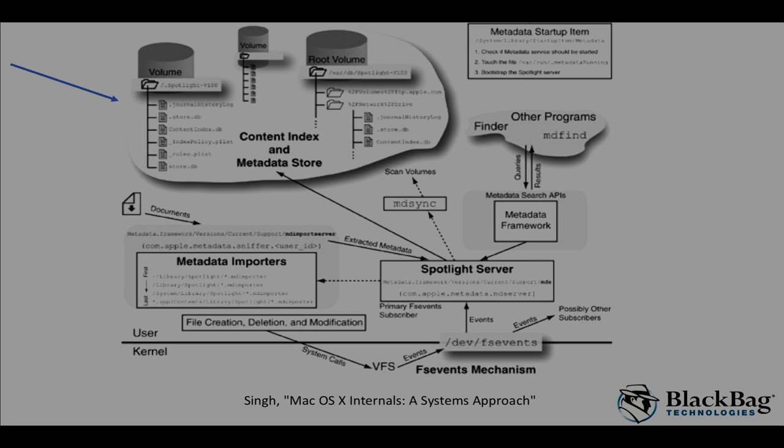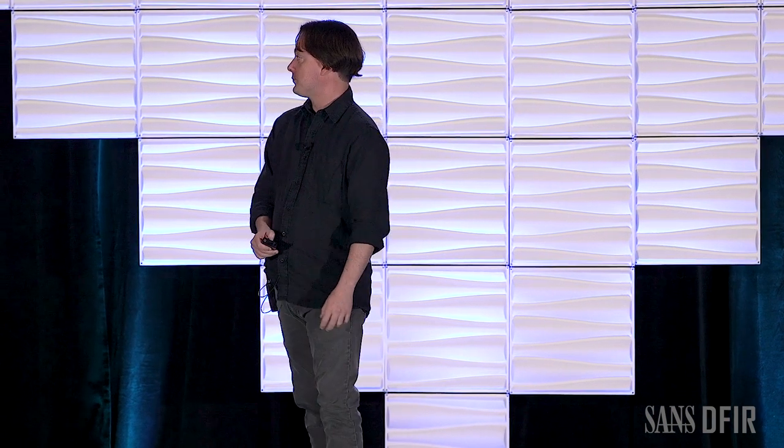The metadata importers take out the stuff, the good stuff, and hand it to the Spotlight server, which then pushes it into this content and metadata store. That's the thing that we actually care about, the files on disk that have all the goodies. At some point, via an API, other tools like the command line tools and Finder itself can access all of the stuff. So, tons of moving pieces. It's good to have an overview of how this whole thing works though.